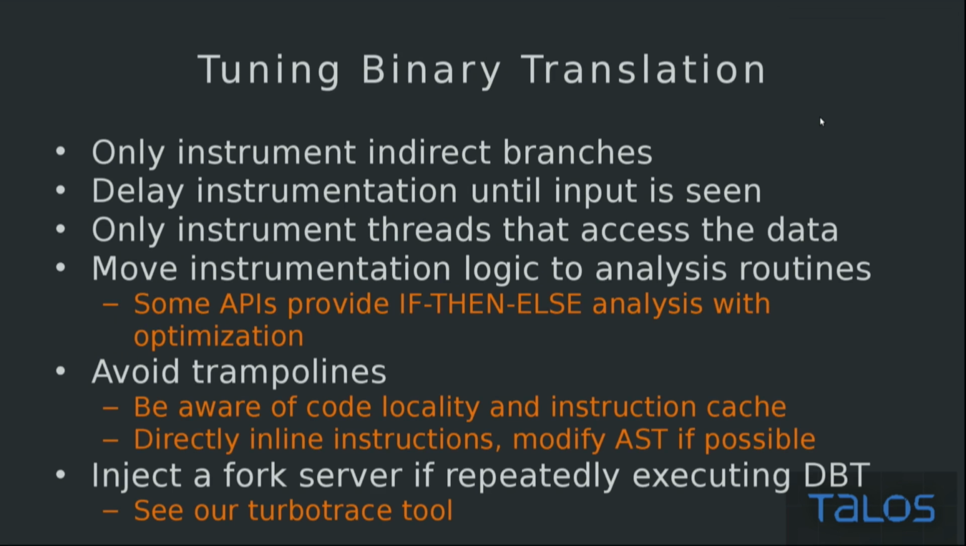So if you're going to use dynamic binary translation, the tips that I can give you is that, first of all, you only need to instrument indirect branches. There's no real point in instrumenting direct branches, so that's an easy cost savings. You can delay instrumentation until the input is seen. If you're using this for fuzzing, we typically know that we either have a file or network-based input. You can delay until that occurs.